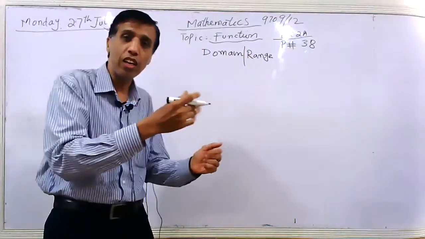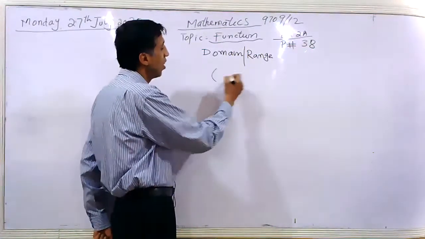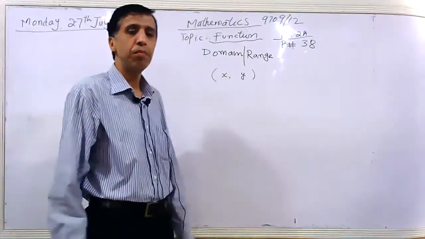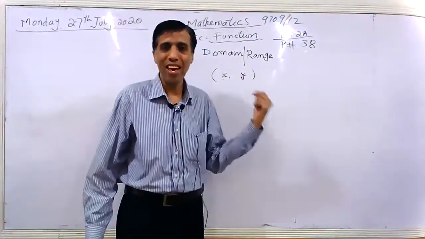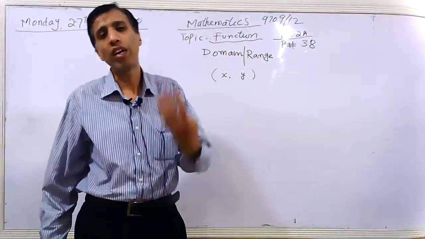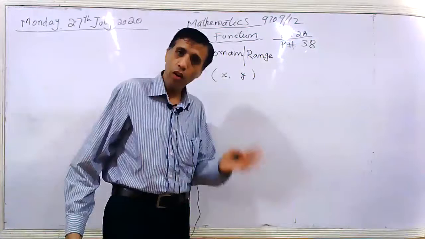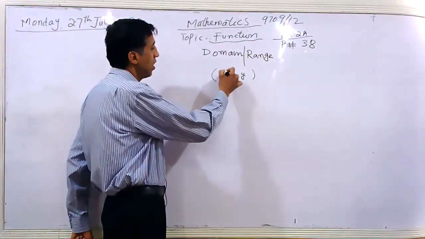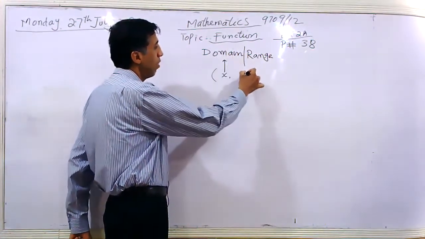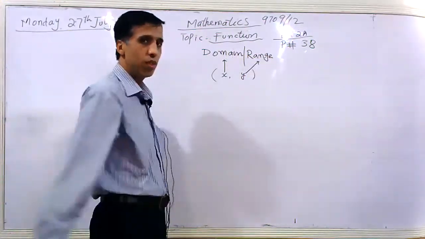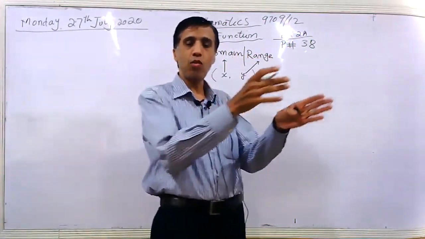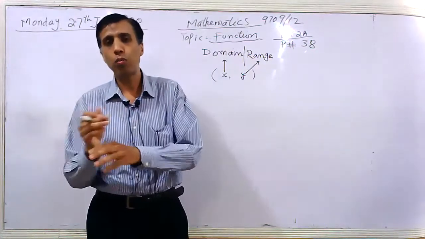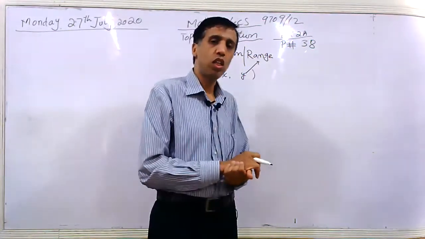Just like you have studied the coordinate system, the first point is the x point and the second point is the y point. But now here we will say this x point will be the domain and the y point will be the range. All the x values will be the domain and all the y values would be the range.